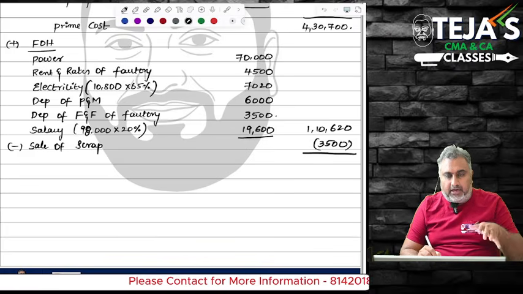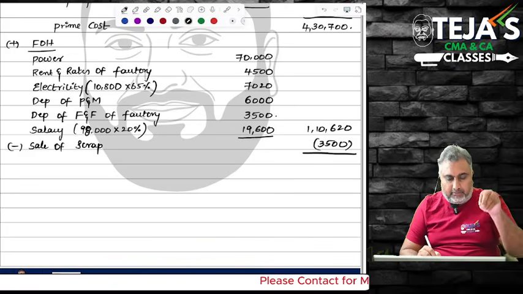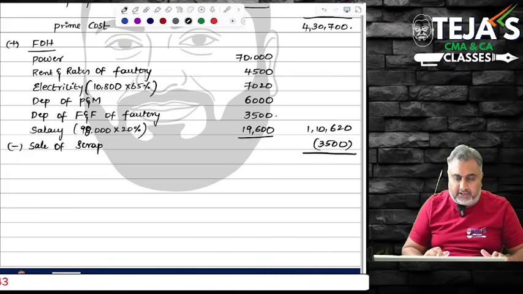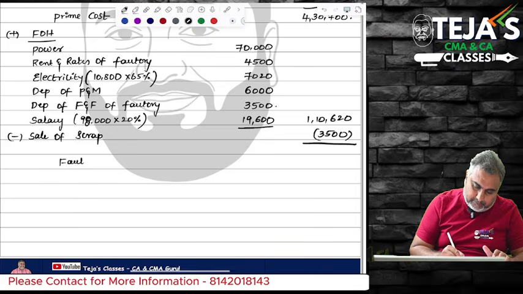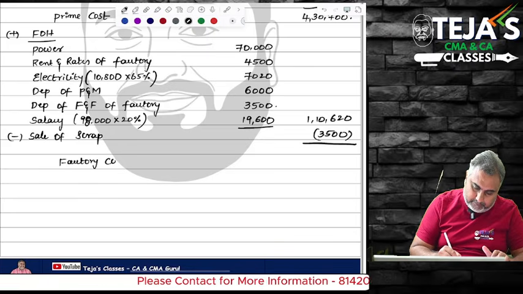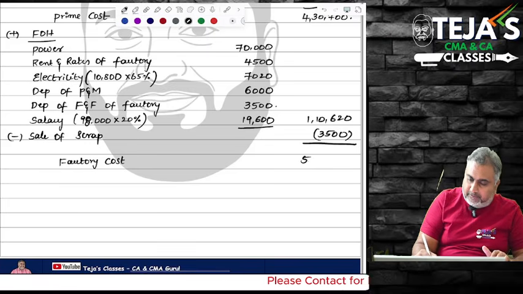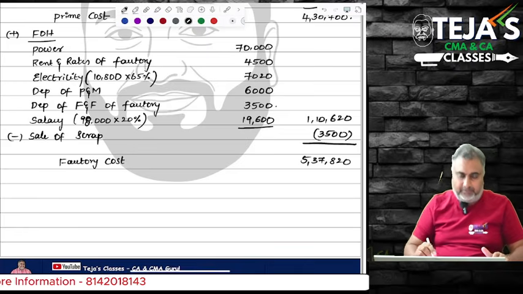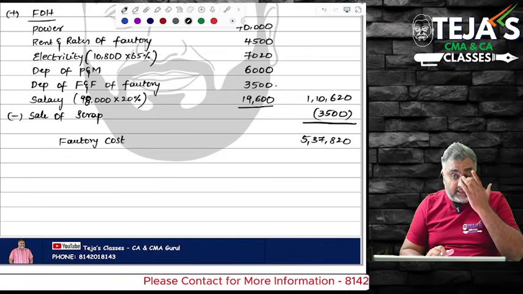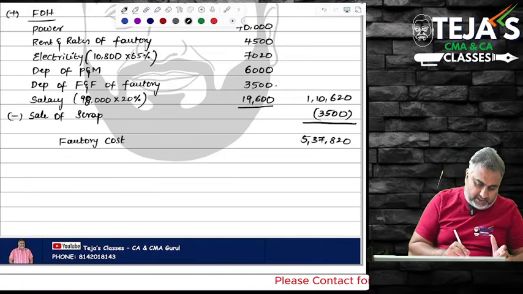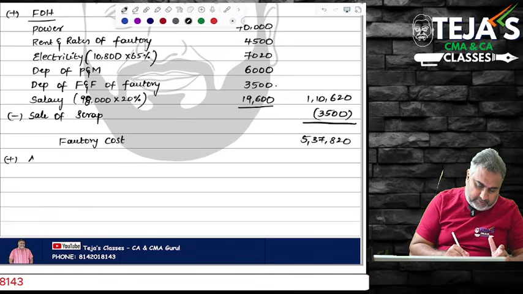4,30,700 plus 1,10,620 minus sale of scrap 3,500. Find out my factory cost: 5,37,820. For this, what is the adjustment we will do? Administrative overheads only. Add administrative overheads.